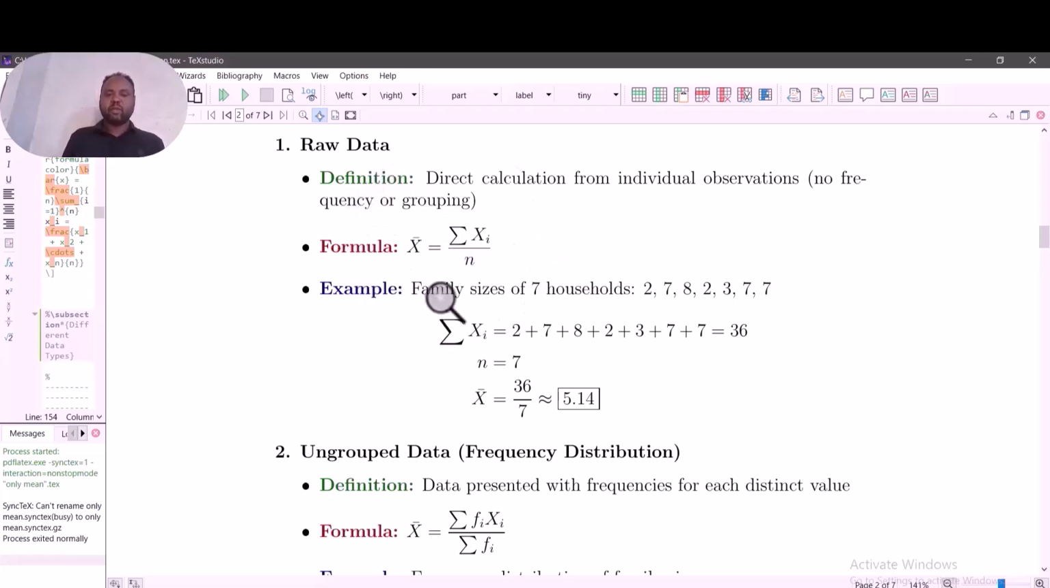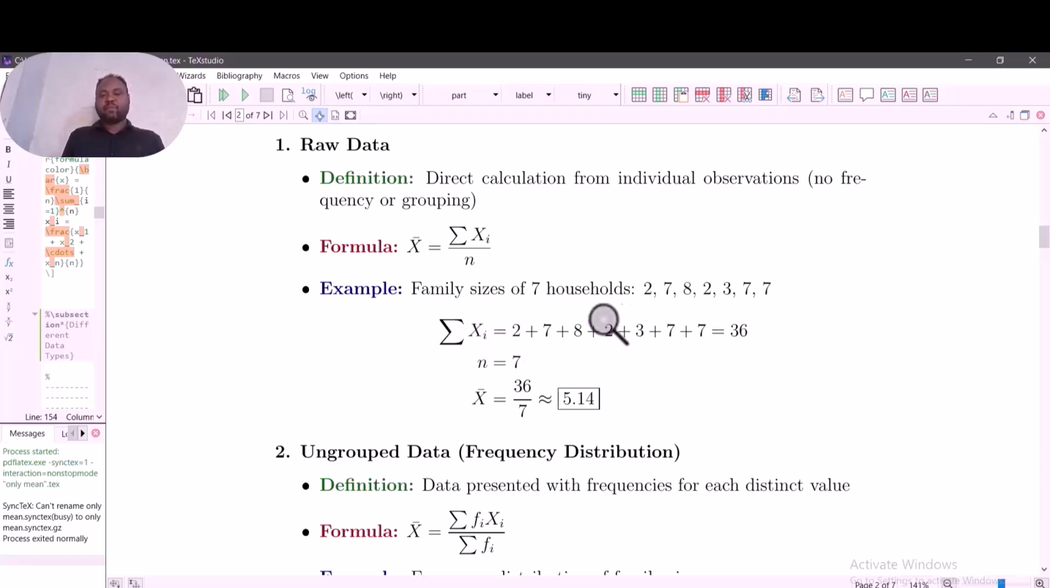For example, we have data on family sizes of 7 households: 2, 7, 8, 2, 3, 7, 7. These are nothing but the raw data, data on family size of 7 households. The question here is how to compute the average family size per household based on this data set. We follow these steps.